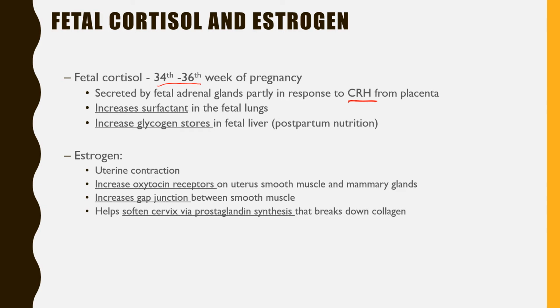So if a baby is born before the 34th week, they may not be producing enough surfactant and may not be able to open up their lungs. In addition, the cortisol increases glycogen stores. Now, we talked about cortisol's role in breaking down glycogen to increase gluconeogenesis and glucose in the blood, but it also seems to increase glycogen stores, so it's maintaining a ratio of storage to breakdown. Here it's increasing glycogen stores in the fetal liver. This is important for postpartum nutrition, since the birthing process is a very stressful time that requires a lot of nutrition, so it's storing up some glycogen for that.